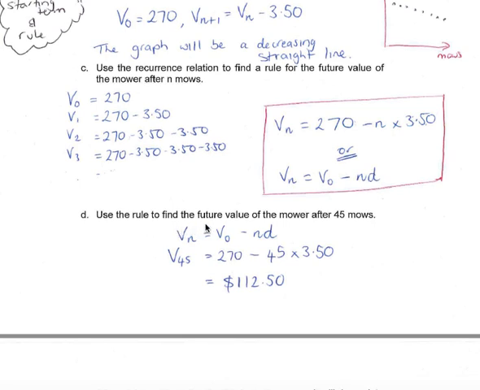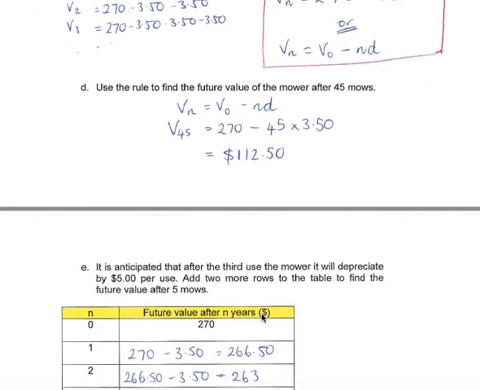Use the rule to find the future value of the mower after 45 mows. So that's number of uses. The value after 45 mows is 270, take 45 times 3.50, and your answer is 112.50 there.